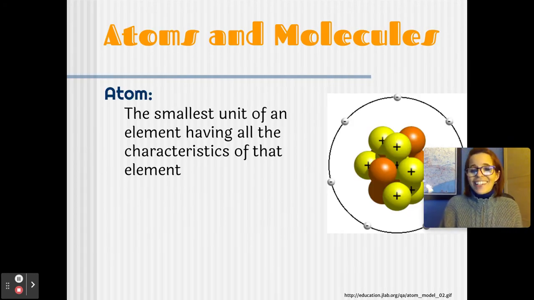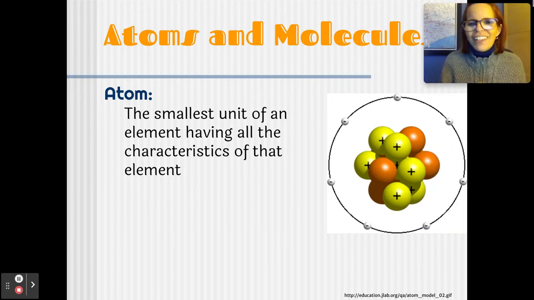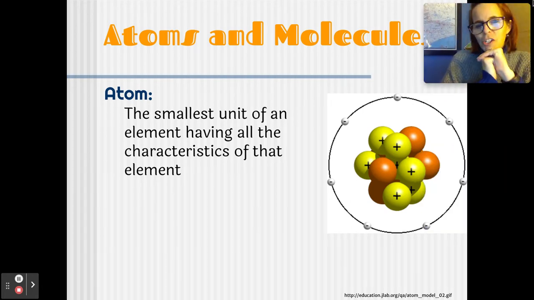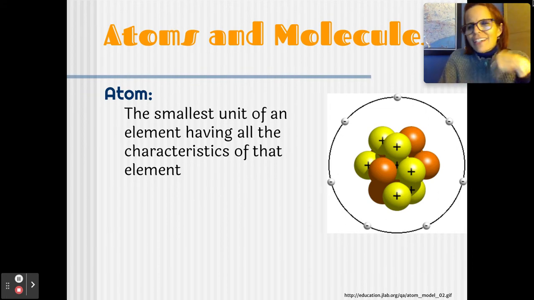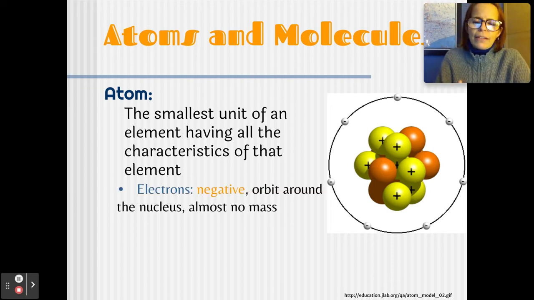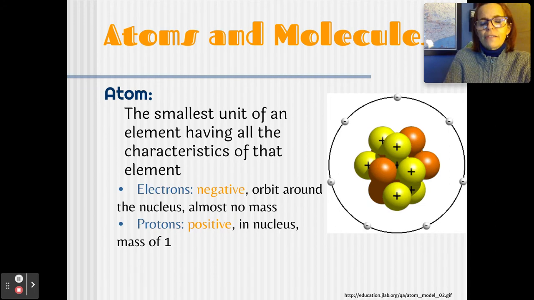So what exactly is an atom? What counts as an atom? An atom is the smallest unit of an element having all the characteristics of that element. I always thought that was a super confusing definition, but basically atoms have a nucleus and then they have electrons that orbit around the nucleus. The electrons are negatively charged and they have almost no mass. They're moving at about the speed of light, incredibly, incredibly fast.